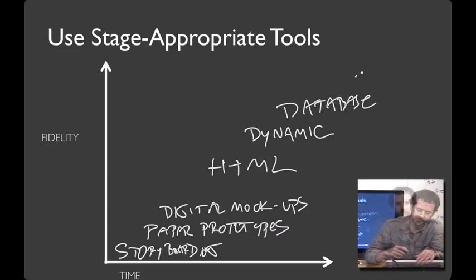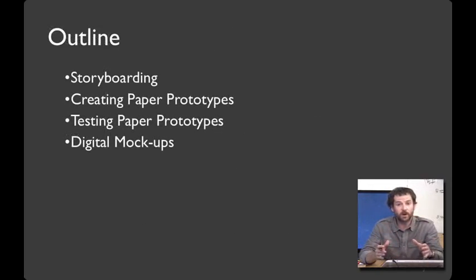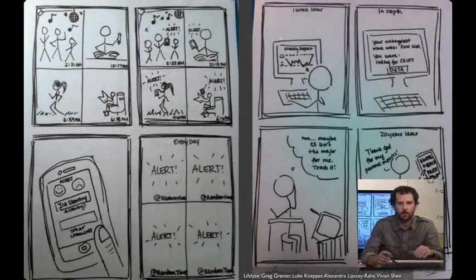Picking the right tool for the job helps you focus on the questions that you're at that particular stage in the design process. So in this video, we're going to talk about storyboarding, creating and testing paper prototypes, and moving on to digital mockups.